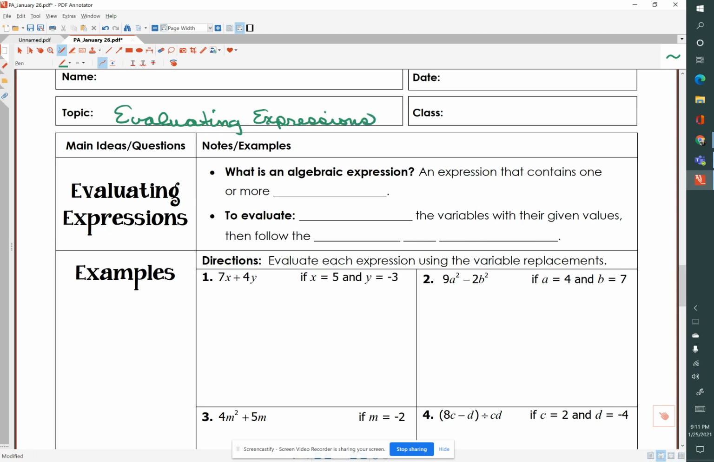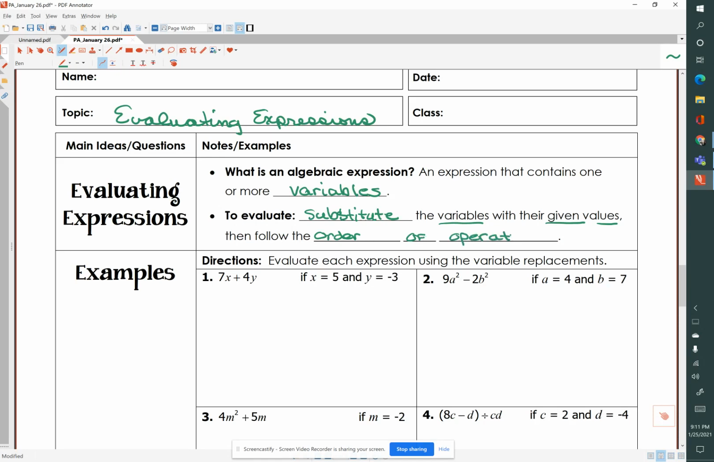So, what is an algebraic expression? An algebraic expression is an expression that contains one or more variables. And for the variables, we use letters. So to evaluate an expression, you substitute the variables with their given values. So your given values in the problem. Then you evaluate by following the order of operations.